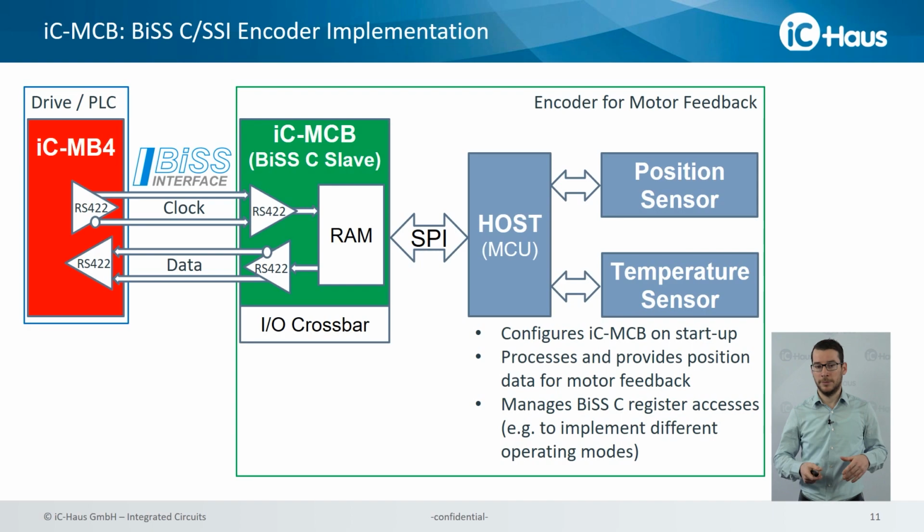In that case, the complete data, position data and temperature sensor data, will be transmitted to the BiSS master in every BiSS frame. Or in the other case, we just store the temperature sensor data within the host microcontroller's registers and then can access the temperature sensor data through BiSS control communication. In that case, we do not slow down the position data transmission.